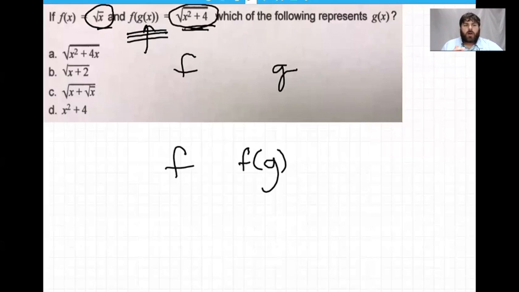Okay, so this one, I don't know what happened to my e, but there is no e. This one is d, x squared plus 4. It is the function that had to be placed inside of f. Okay, that one's easy once you've seen that one a couple times, and this is actually a problem I've seen on a lot of practice tests. So hopefully you'll get one like this and you can knock it out of the park.